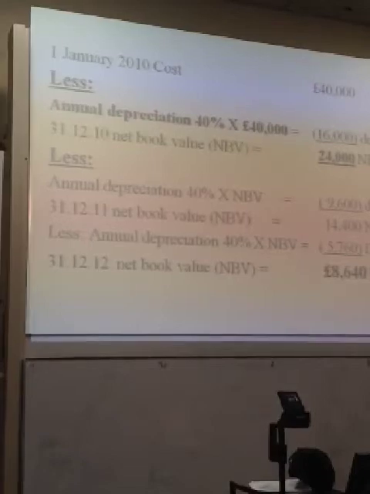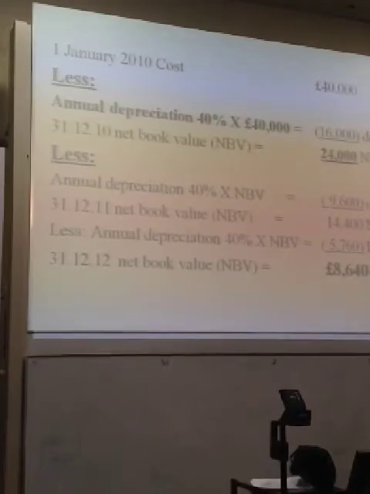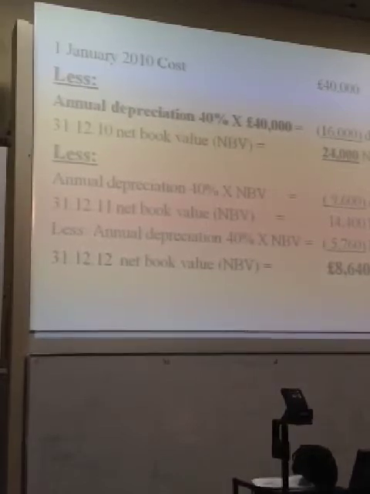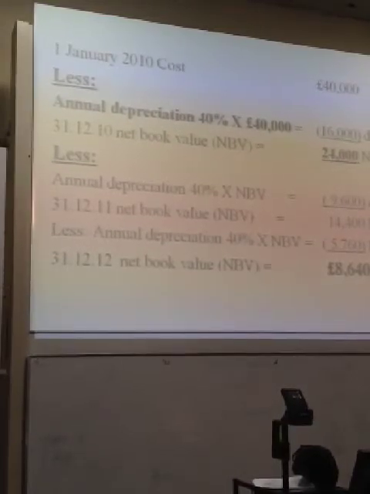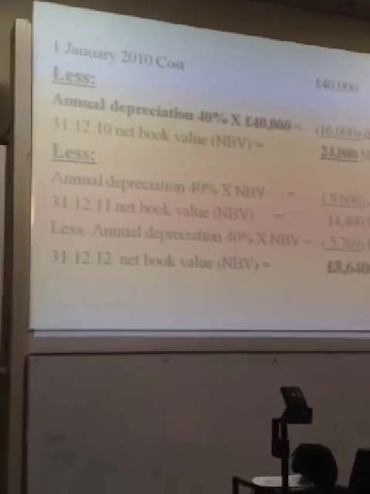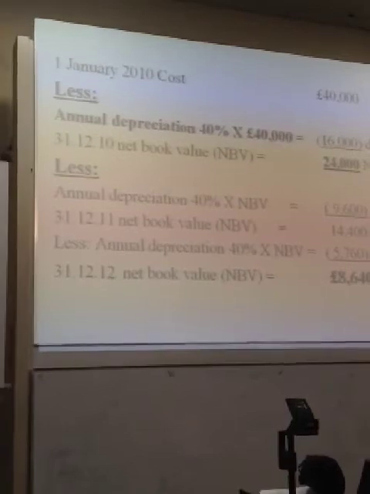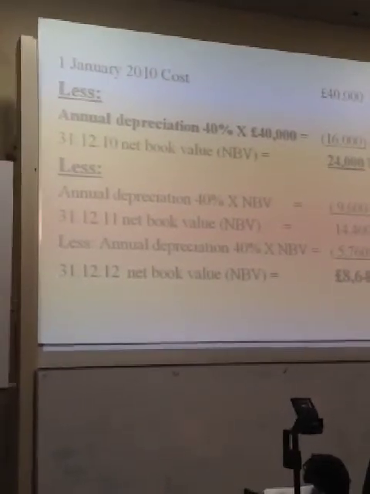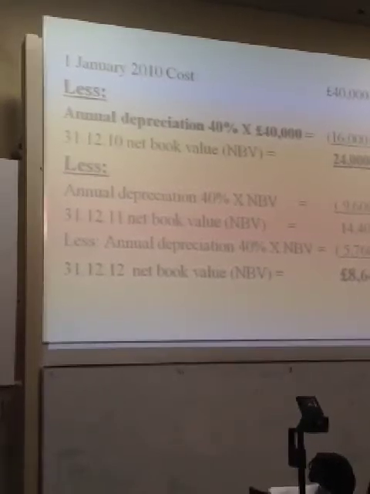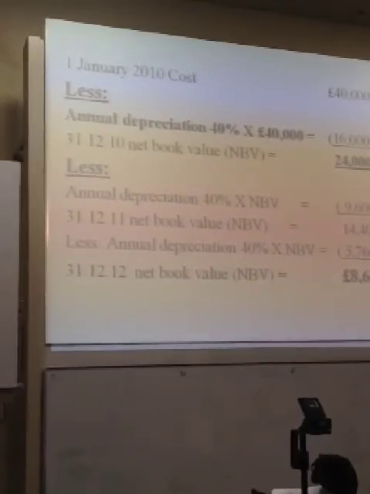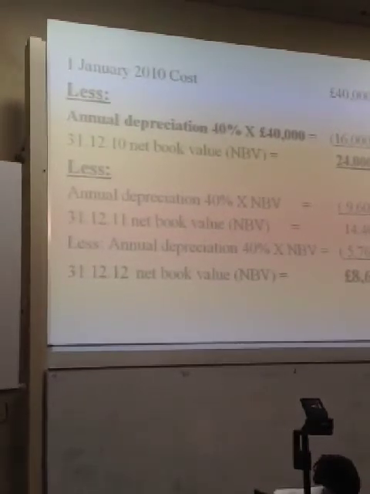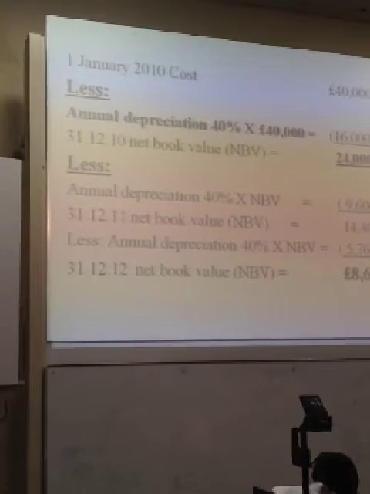So 1st of January's cost is 40,000. You take £40,000 and multiply by 40%. 4 fours are 16. 16,000 is deducted from 40,000, giving you 24, sorry. I'll get there. 24.